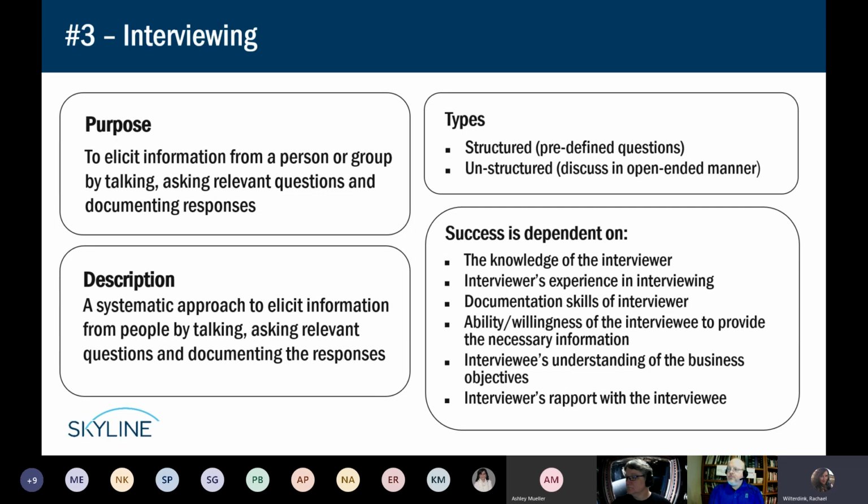Don't always assume that your interviewee is in favor of your project or initiative. I've encountered people, and you may have as well, who are resistant to participate or provide any information because they feel threatened in some way.